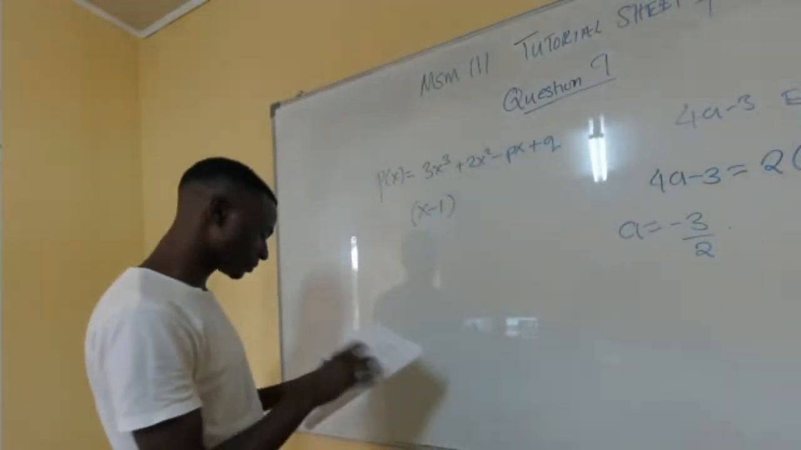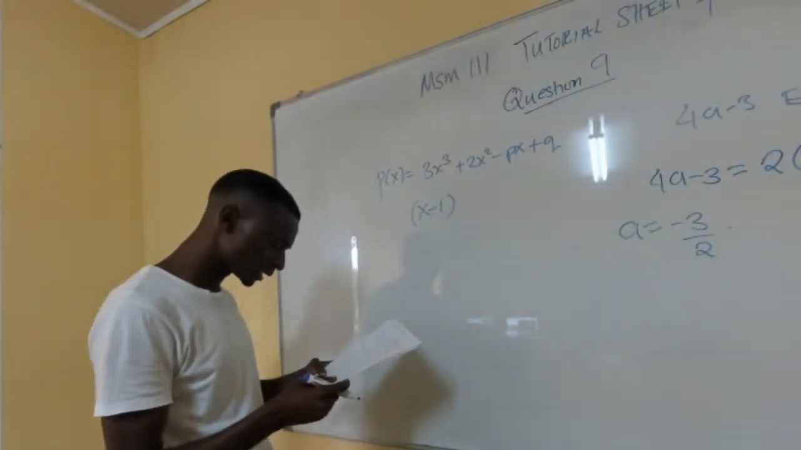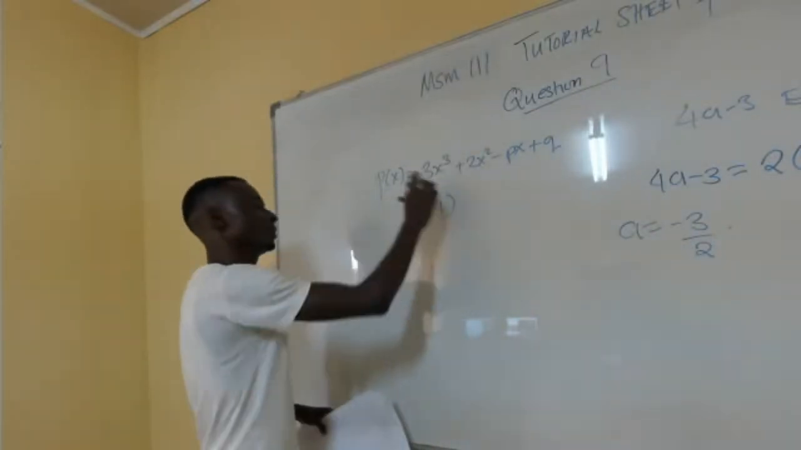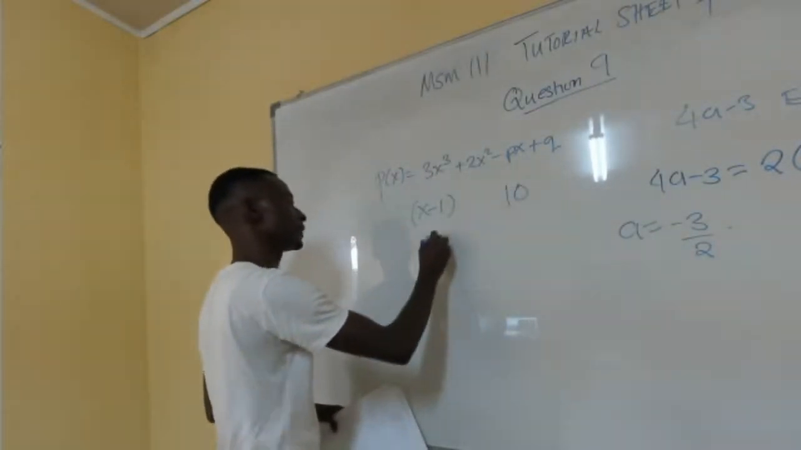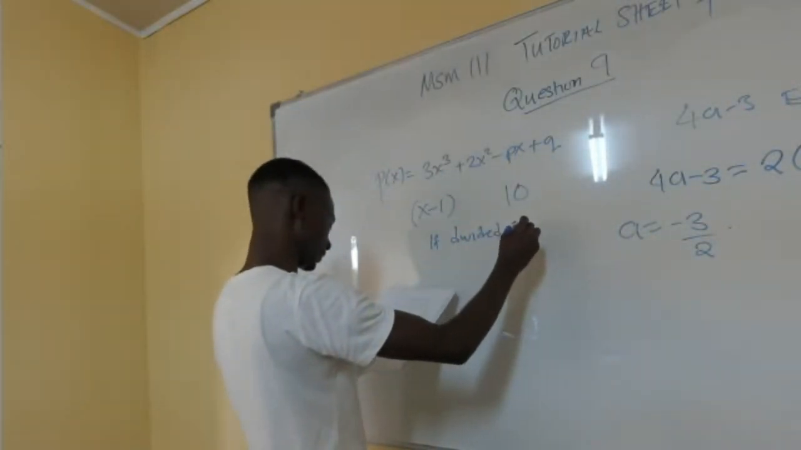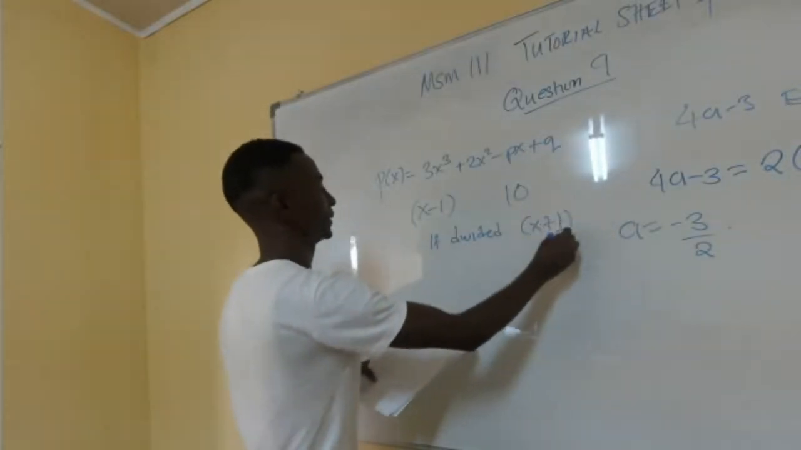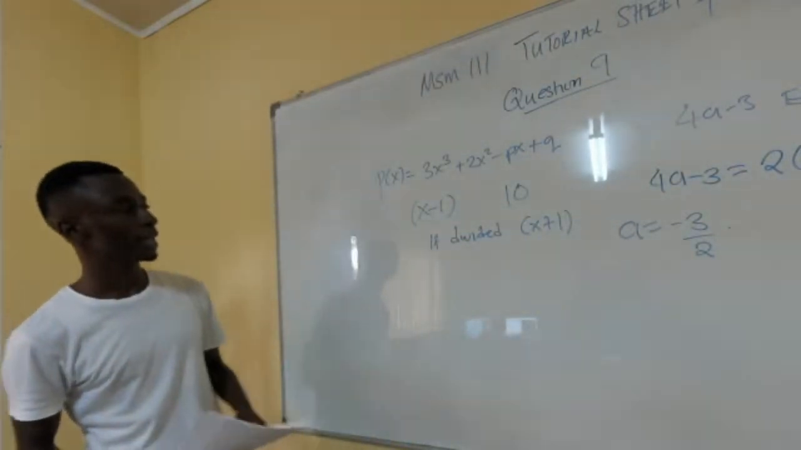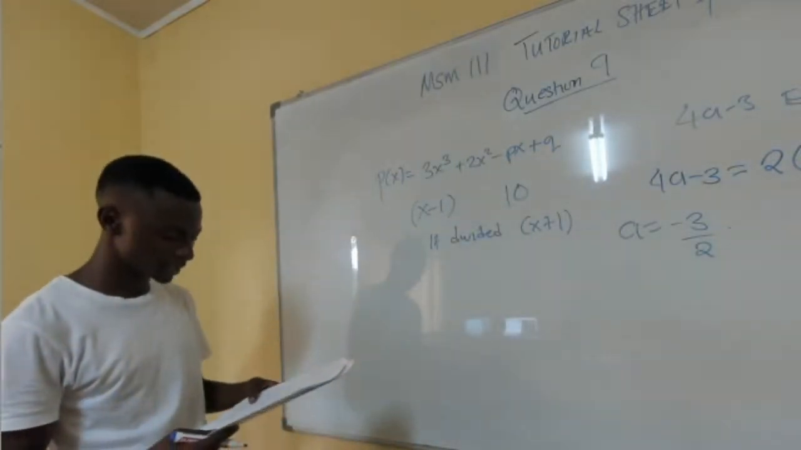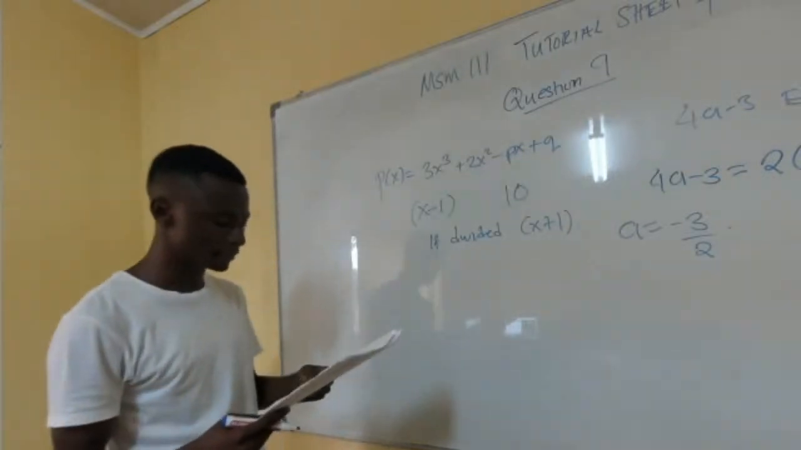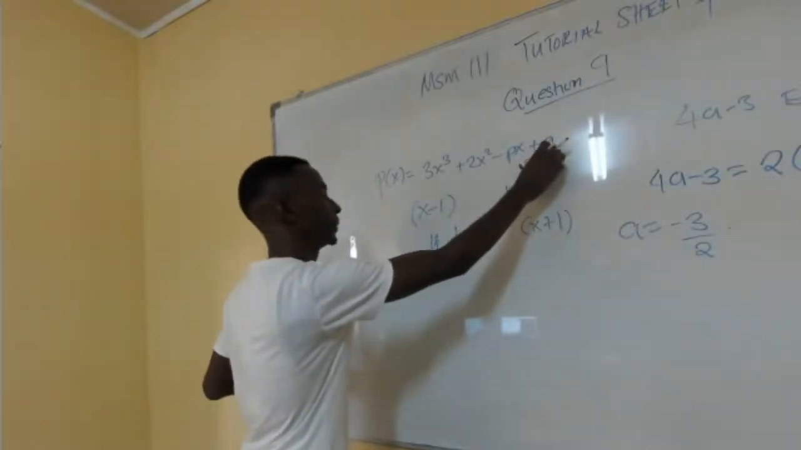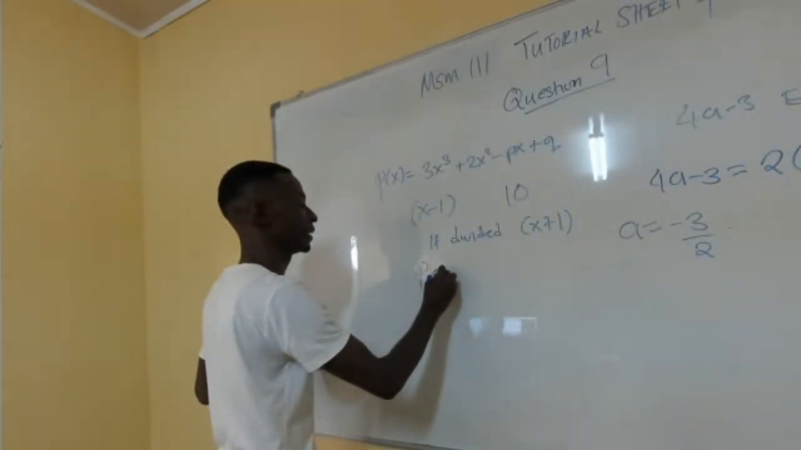So now from there, let's proceed. The same question is saying the same polynomial gives the remainder 10 if divided by x plus 1. So what is the question saying? Find the values of p and q.